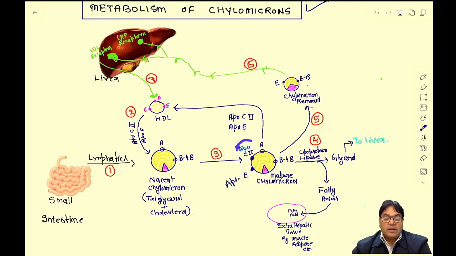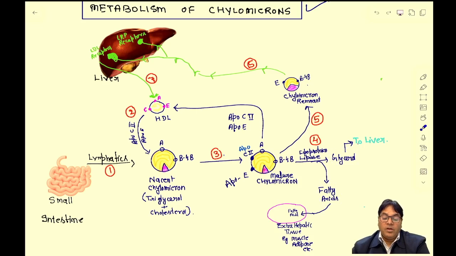Now this apo C second, when this chylomicron reaches body tissue like muscles or adipose tissue, in the walls of the tissue there is a lipoprotein lipase enzyme. This apoprotein C second activates this enzyme. So this enzyme converts the triglycerides and cholesterol, especially the triglycerides, into glycerol and fatty acid. It degrades it.